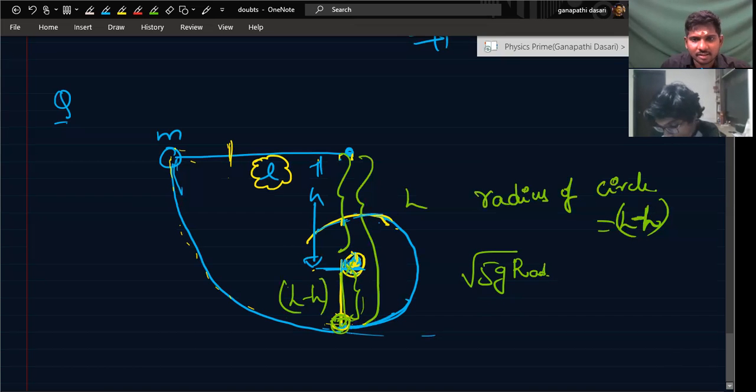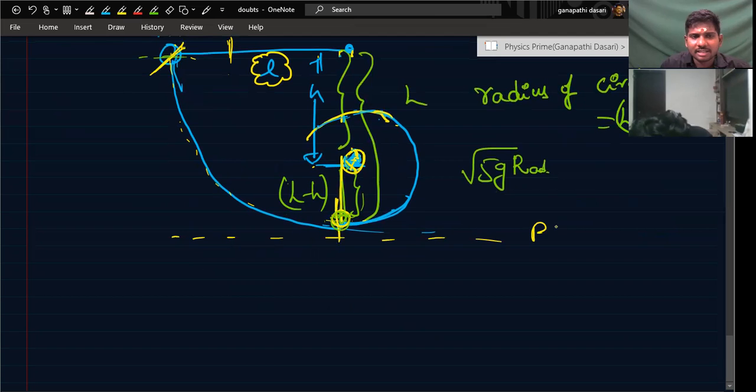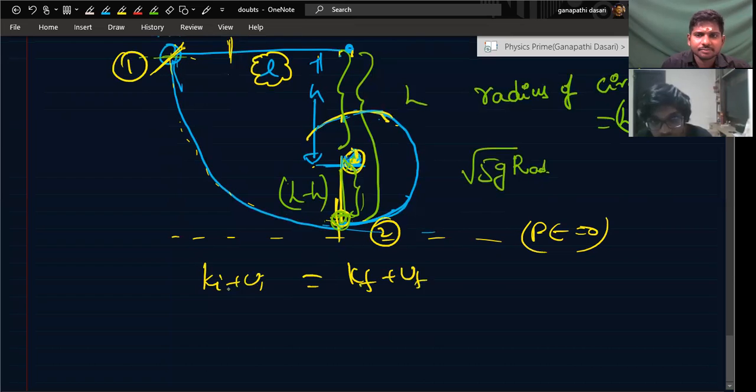We consider, so now there is no external force. There is no friction here. That means energy should be conserved. Mechanical energy should be conserved from here to here, this position to this position. I'm considering this as the potential energy equal to zero level. Then what is the energy? Ki plus Ui, this is the first point, this is the second point I'm taking, is equal to Kf plus Uf, right?